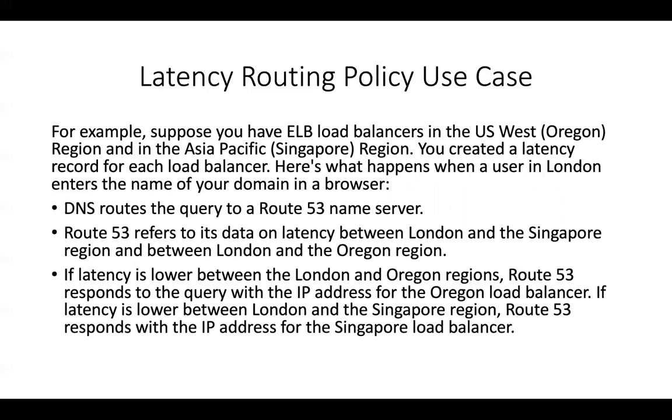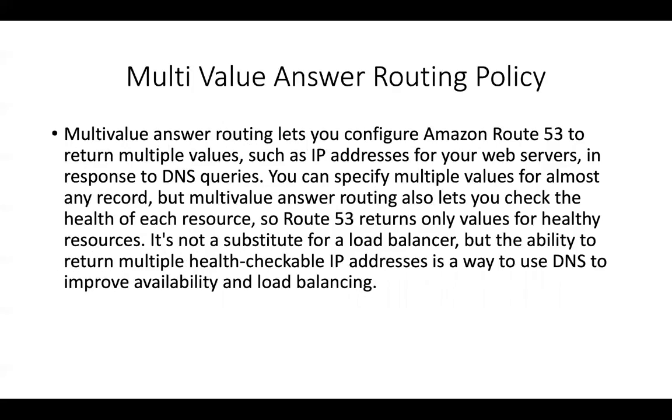So DNS routes the query to Route 53's name server. Route 53 then refers to its data on latency between the source, which is London, and Singapore, and London and Oregon, where your two infrastructures are. And then if the latency is lower between London and Oregon, automatically Route 53 responds to the query with the IP address of the Oregon load balancer. If the latency is lower between London and Singapore, then Route 53 responds with the IP address of the Singapore load balancer. So that's how latency routing policy works. So this can also be used for active-active failover capability.